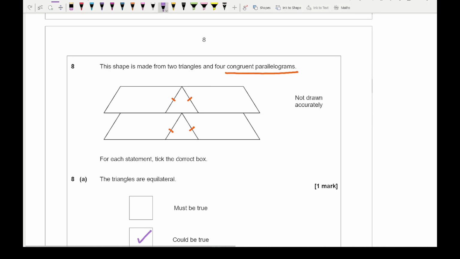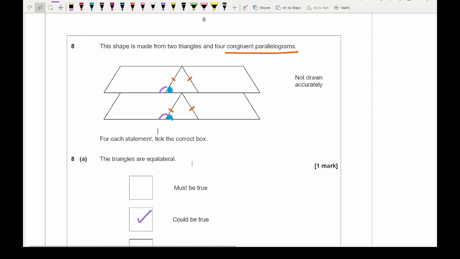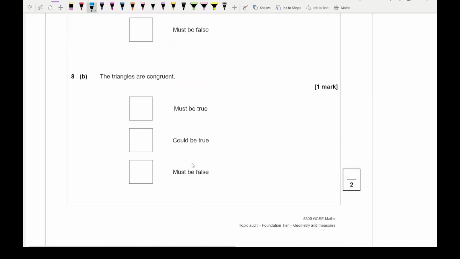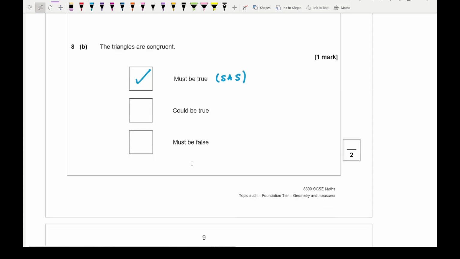Now, if they are congruent parallelograms, then this angle here is going to be the same as this angle here, which therefore means that this angle here is going to be the same as this angle here. So by the proof of congruent triangles, we've got a side angle side. So this must be true. And again, the reason for that is because we've showed that 2 sides and an angle are the same on both those 2 triangles.